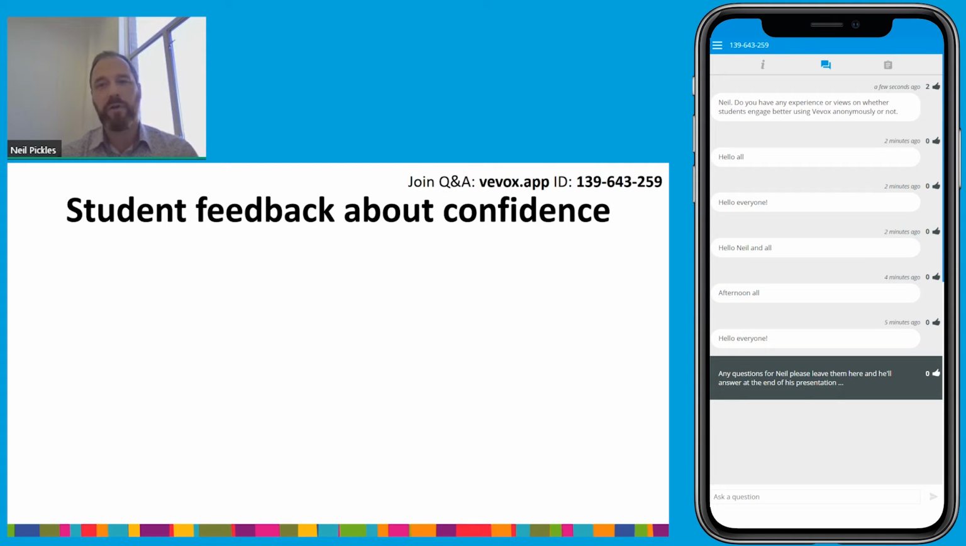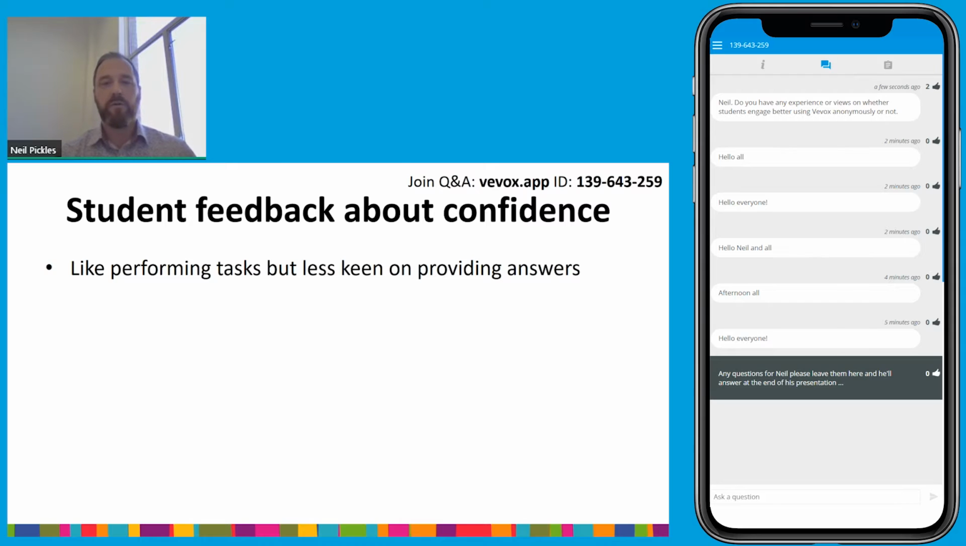So one of the things I've done in my practice is get student feedback about how they feel about questions and answers. And one of the important points is that students often like performing tasks. You give them things to do, but they're less keen on providing answers, particularly if those answers are to be delivered out loud.